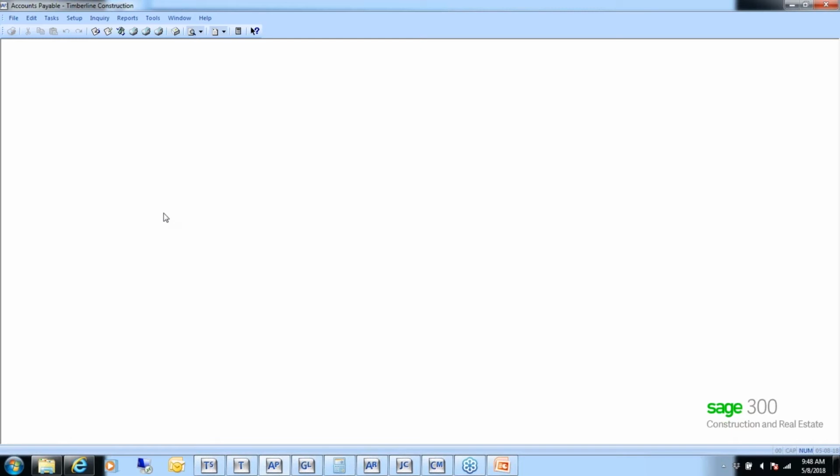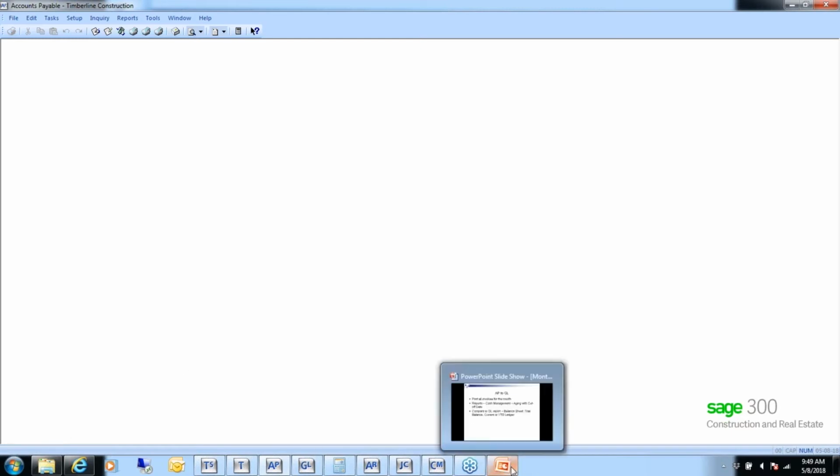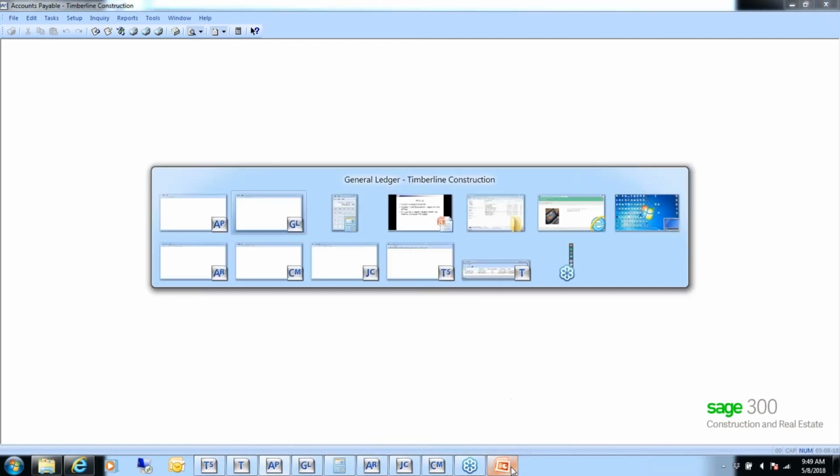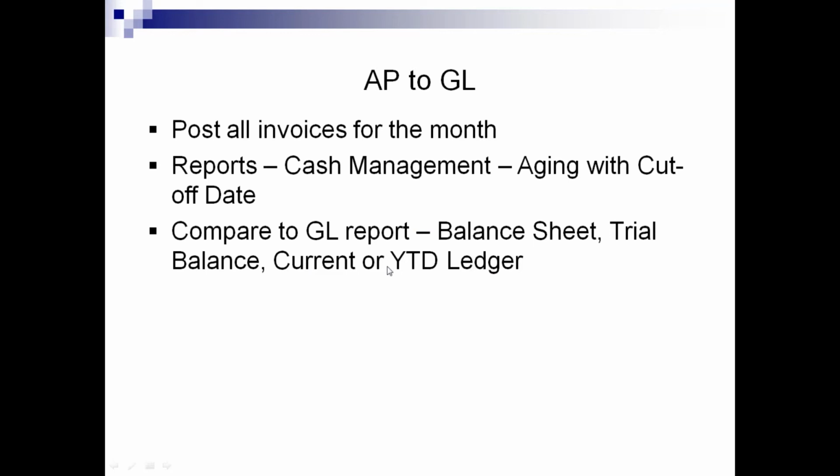So again, it's important that you run these reports and balance back to General Ledger, AP to GL. And one of the things I would ask you to do, if you run this and you're out of balance, is start going backwards in time and reconciling from the previous month. You want to isolate where it actually went out of balance.